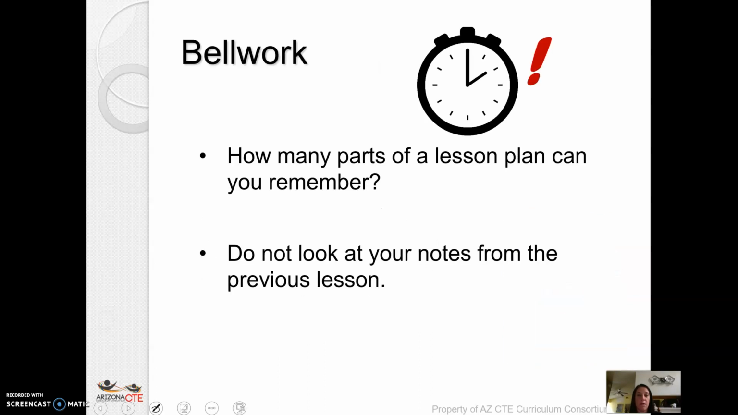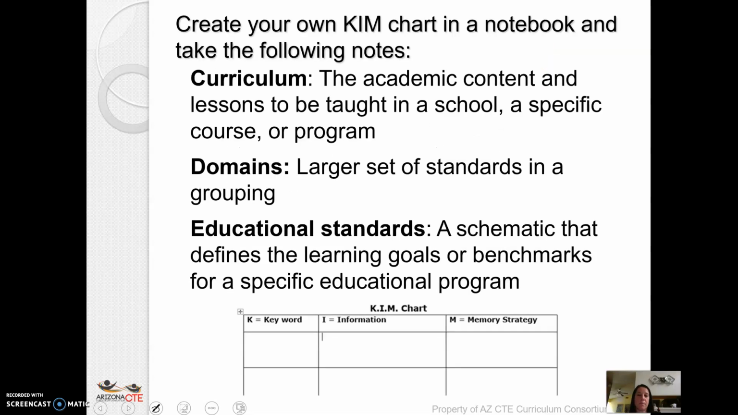So, I want you to take a few minutes, and on the Edpuzzle, I want you to answer how many parts of lesson plan can you remember. Now on a notebook, you are going to create your own Kim chart. So we had these going at school. They're probably all still at school, so you probably don't have one at home. Just make it on a sheet of paper and take the notes that are here.